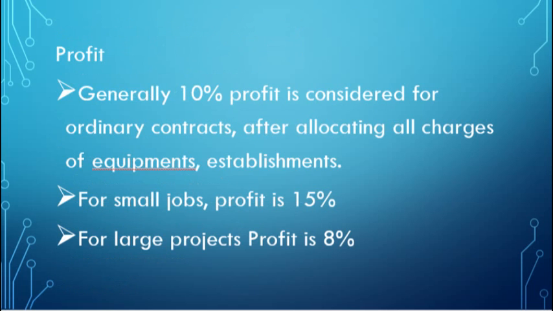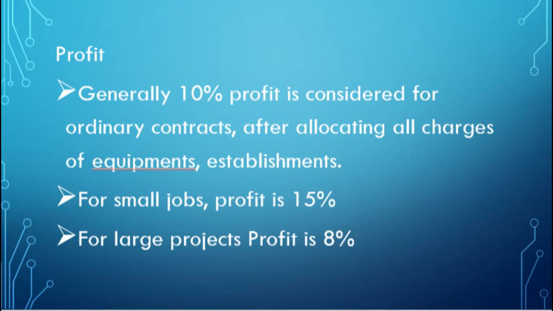Now profit. Generally, 10% profit is considered for an ordinary contract after allocating all charges of equipment and establishment. For a small job, profit is 15%. For a large project, profit is up to 8%.